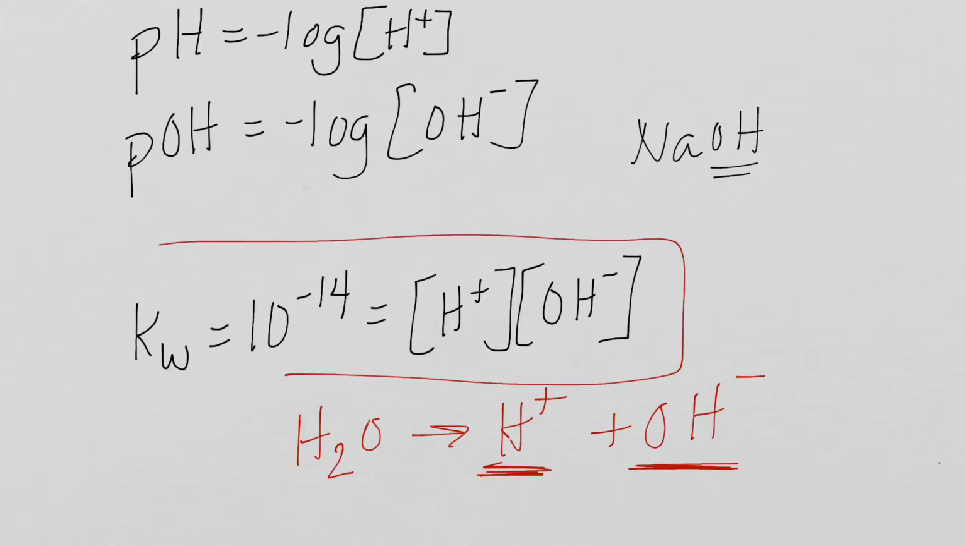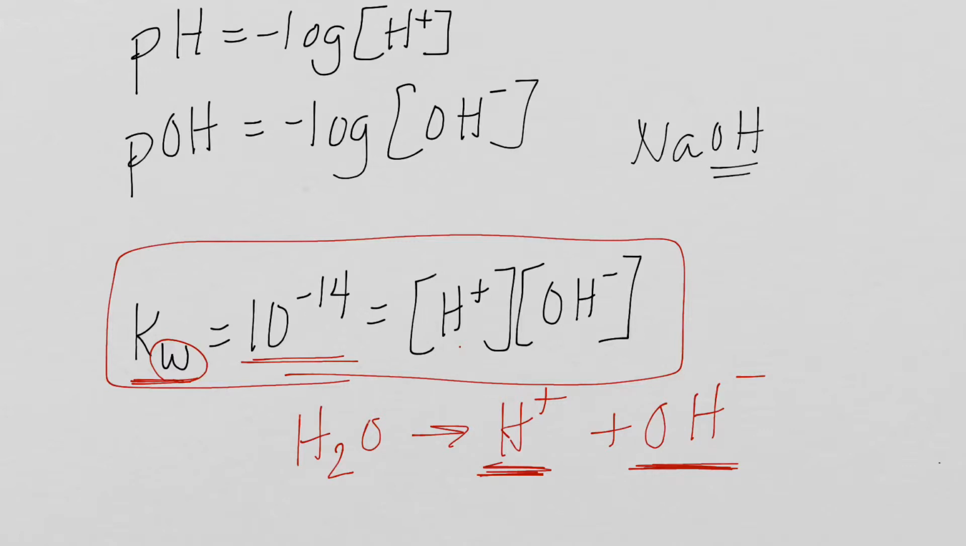Okay, so this equation right here is Kw. Now, Kw represents the dissociation constant of water. Now, in water that's at room temperature and at sea level, this is the number you get, 10 to the negative 14. That number is calculated from the hydrogen ion concentration, right here, and the hydroxide ion concentration, right here.